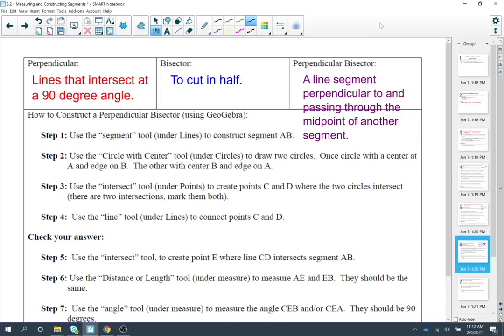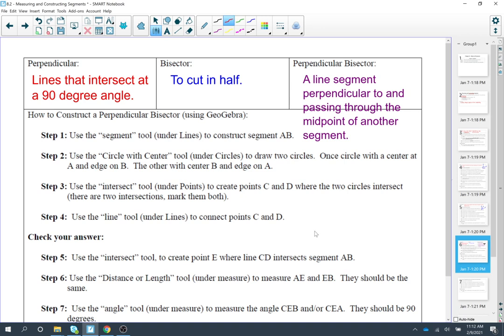Constructing a perpendicular bisector. First of all, perpendicular are two lines that intersect at a 90-degree angle. A bisector, or to bisect, means to cut in half. So more specifically, a perpendicular bisector is a line segment perpendicular to and passing through the midpoint of another segment.